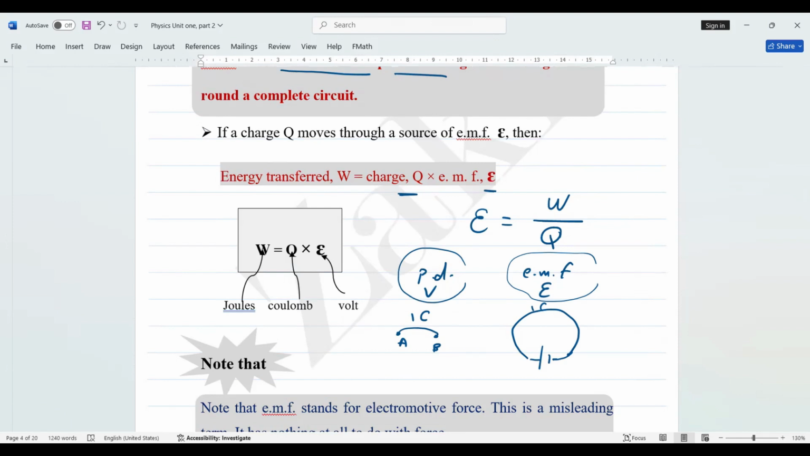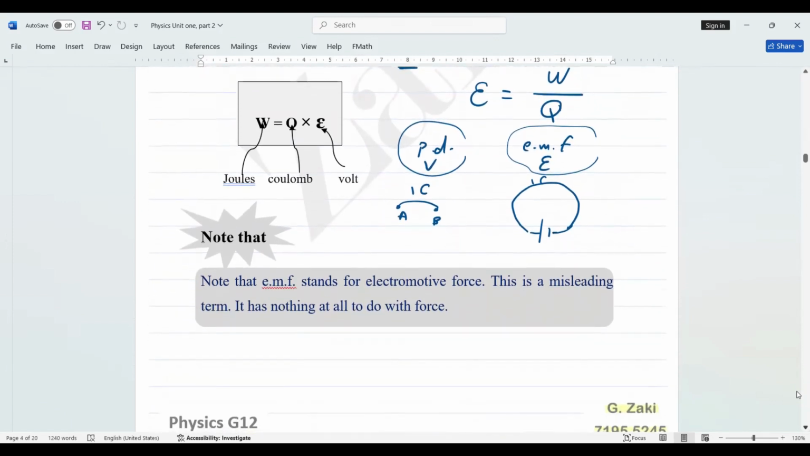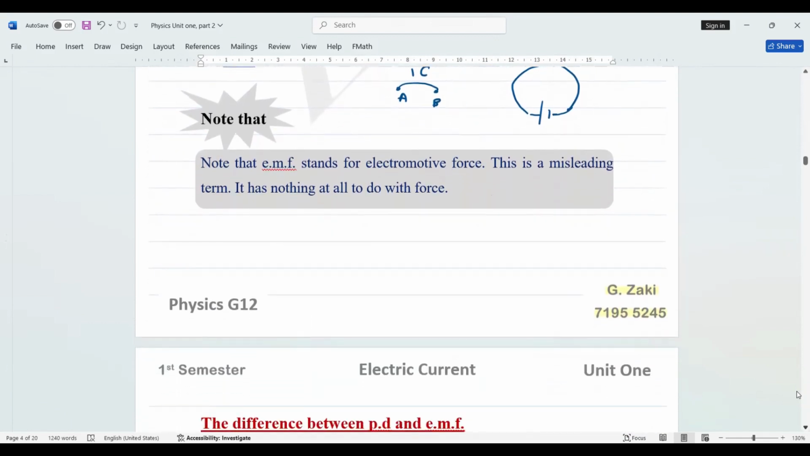Okay? Now, we have another definition of EMF and potential difference. But okay, let us remember this note. EMF stands for electromotive force, but it does not stand for a force. This is not a force. It is just the voltage.